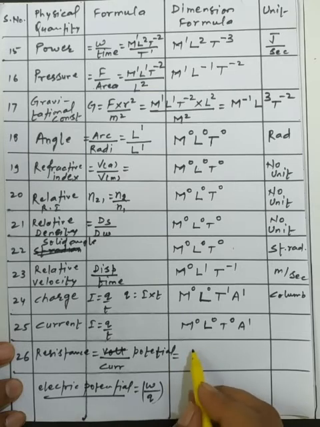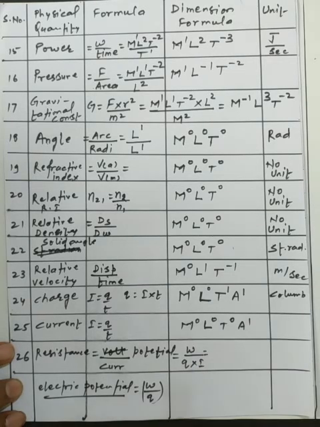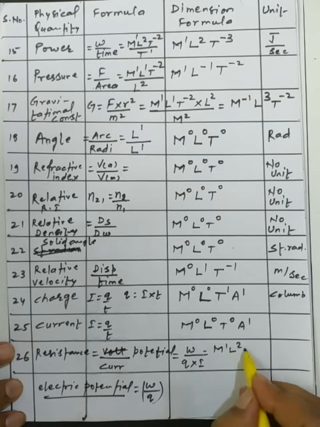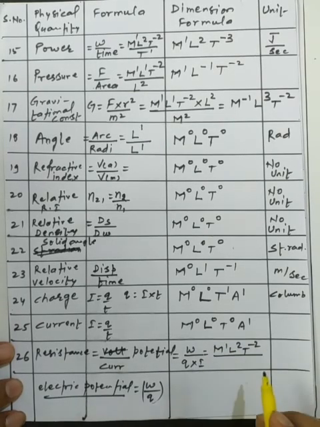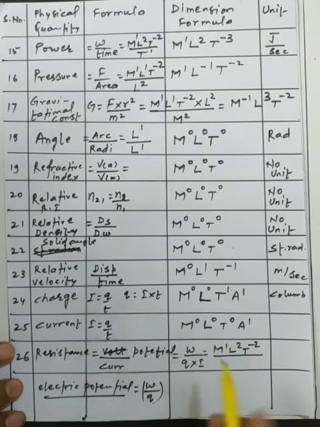First we are just writing the formula of potential, that is work done per unit charge, and the current has the concern of I. So now we are able to write the formula. So work has its own dimension formula, that is M¹ L² T⁻². Now charge has its own formula, that is I into t.